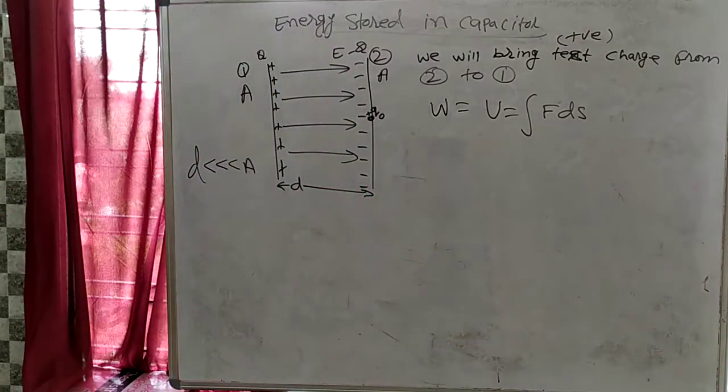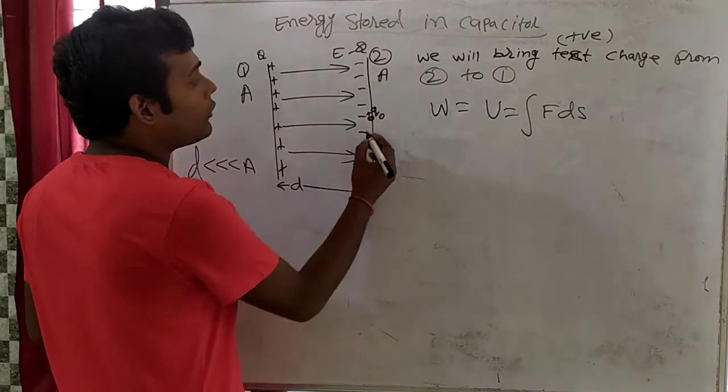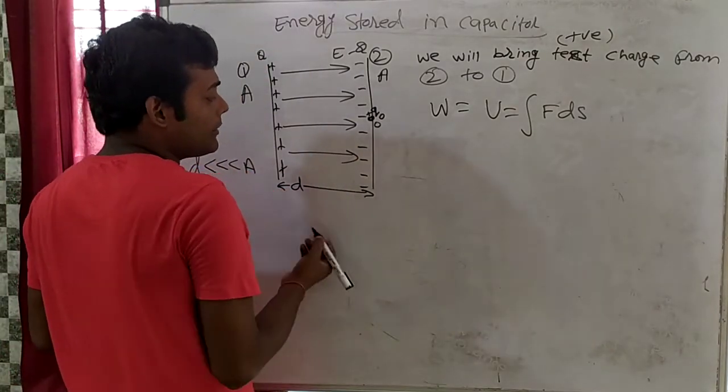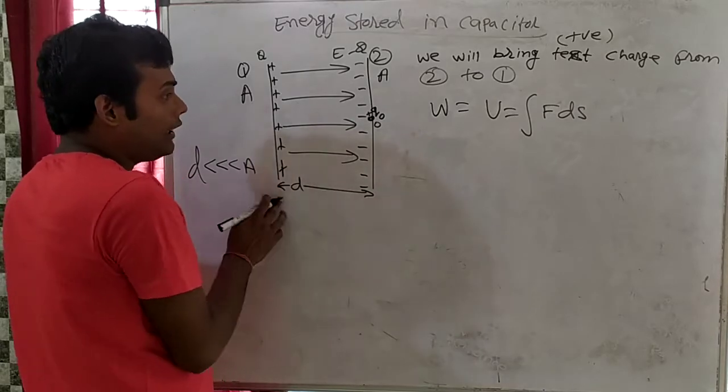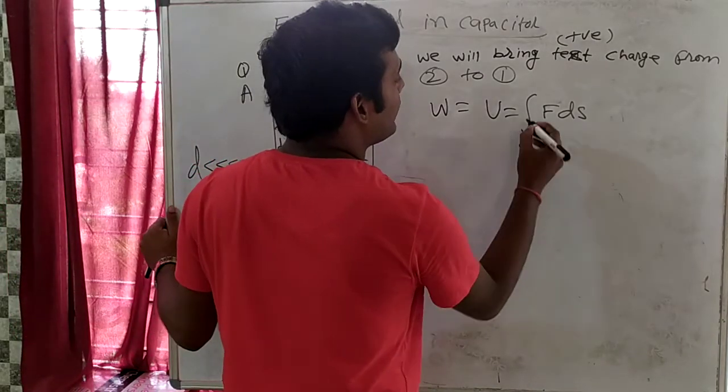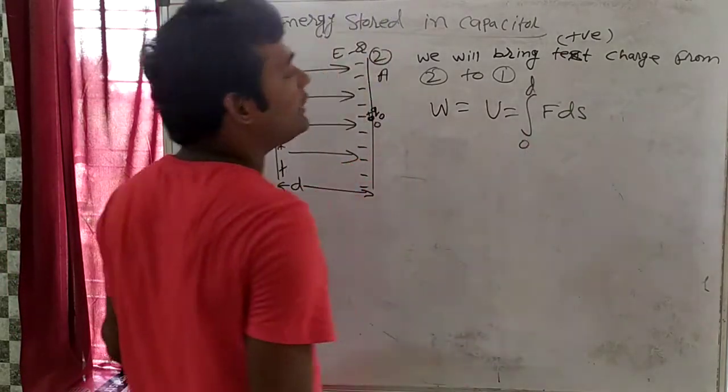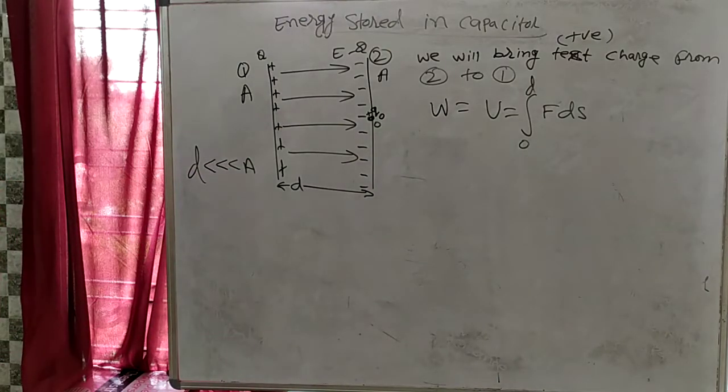Where to where will I do the integration? Initially it is here, that means distance is 0, and finally the distance is d. So I will integrate from 0 to d. Clear?